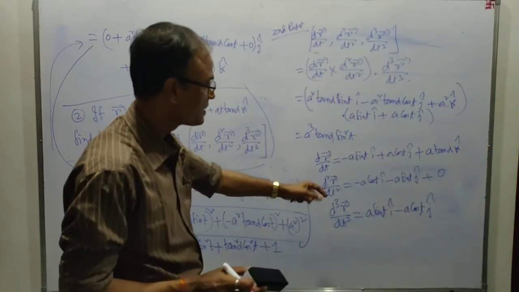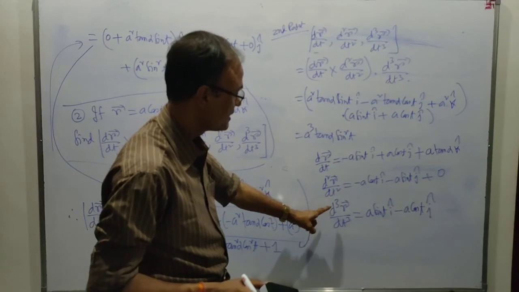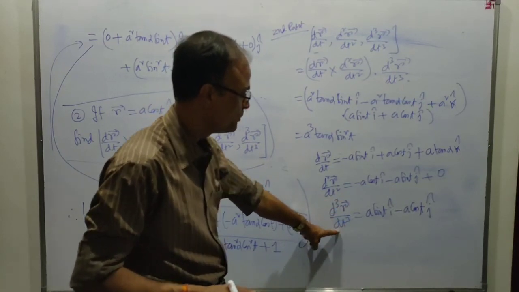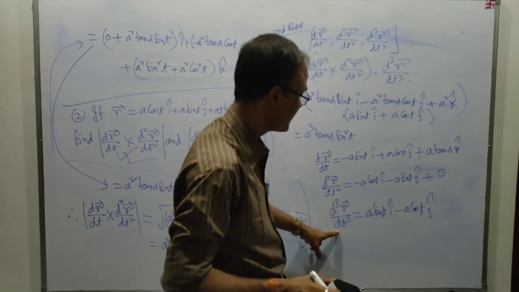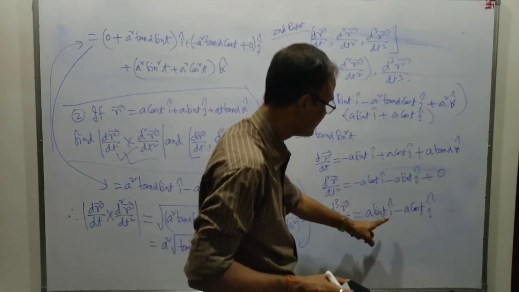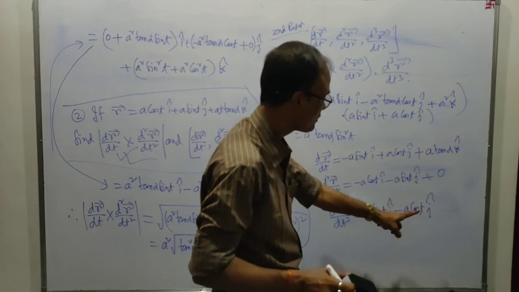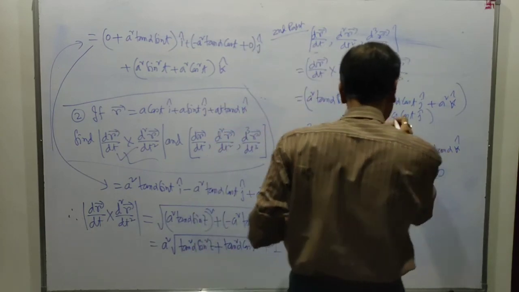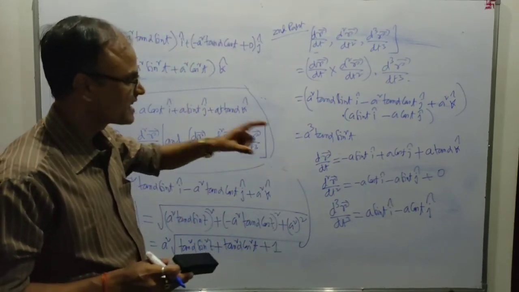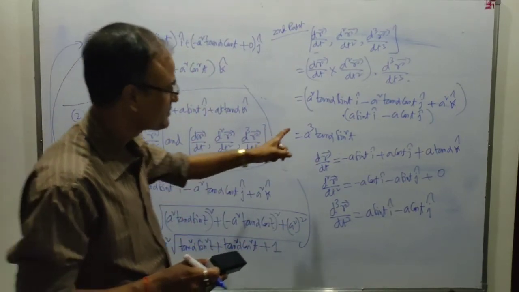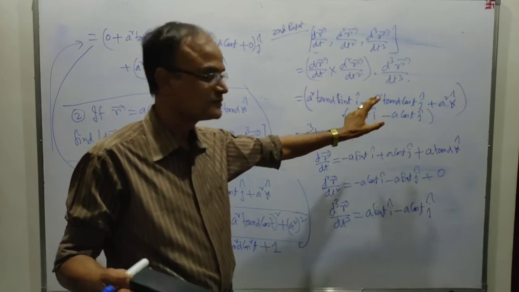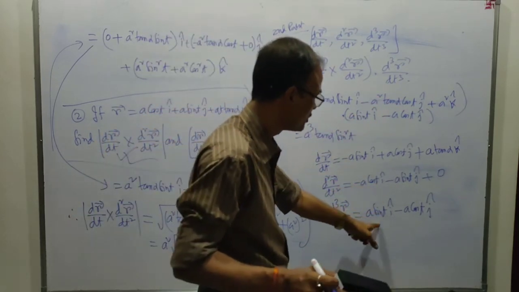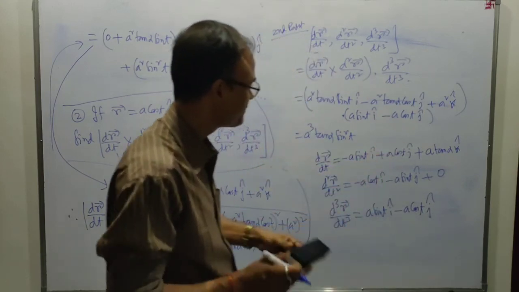I am very sorry that earlier d cube r bar by dt cube was written as a sin t i cap plus a cos t. It is not plus, it is minus a cos t. Just correct it. Clear? Just a simple mistake was there. It should have been minus a cos t.